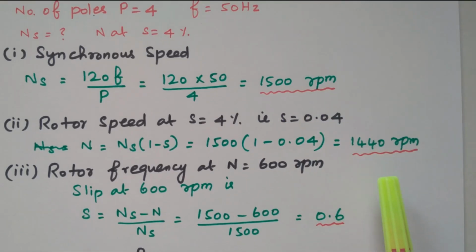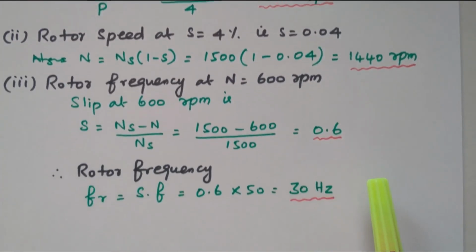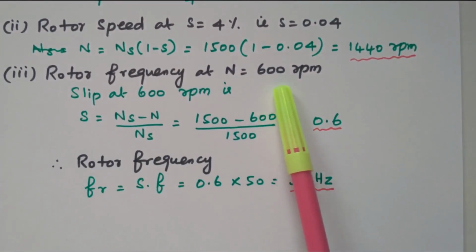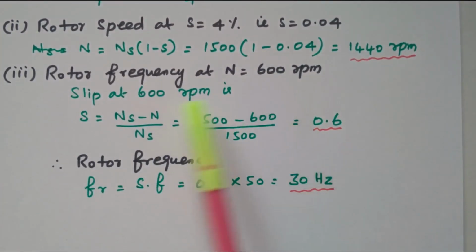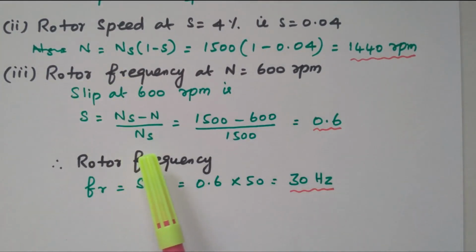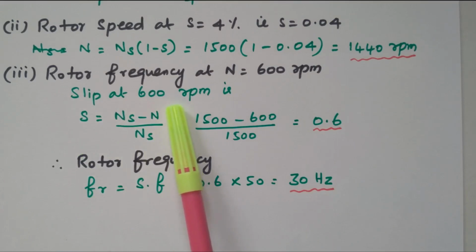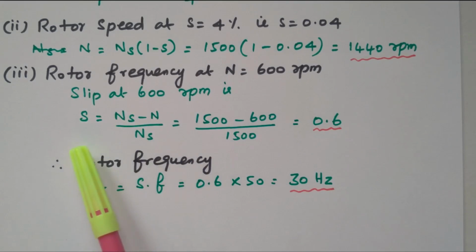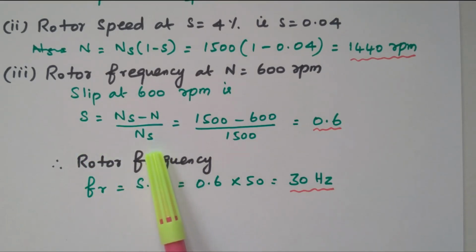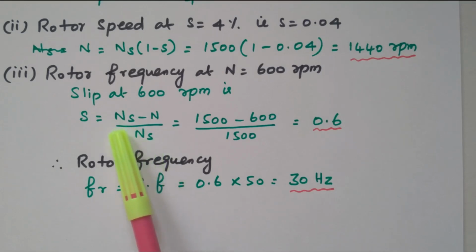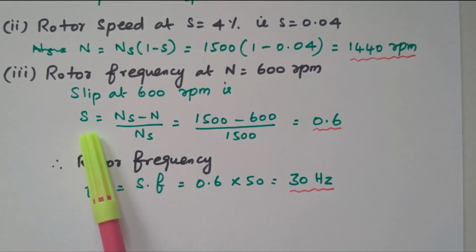Now we'll find the rotor frequency for a given speed of 600 rpm. For a given speed of 600 rpm, we need to find the rotor frequency. First, we will find the slip at 600 rpm. If the speed is 600 rpm, what is the slip? The general formula is S equal to ns minus n divided by ns. The difference between synchronous speed and rotor speed divided by synchronous speed will give the value of slip.